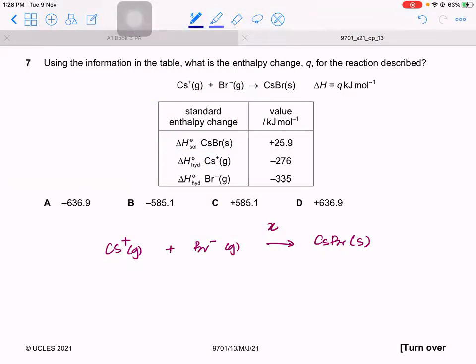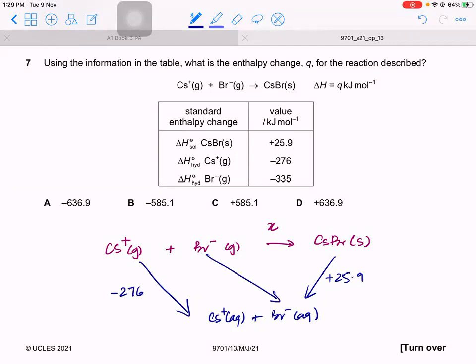Now what is solution of CsBr? When the solid becomes aqueous. So when this becomes aqueous, we call this what? Enthalpy change of solution. What is the value for that? Plus 25.9. Now hydration of Cs. What do you mean by hydration? Where gaseous ion becomes aqueous ion. So when this becomes aqueous ion, this is minus 276. And hydration of bromide, when this becomes this is minus 335.